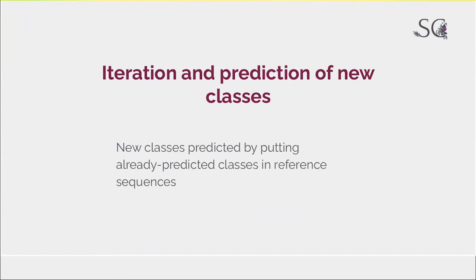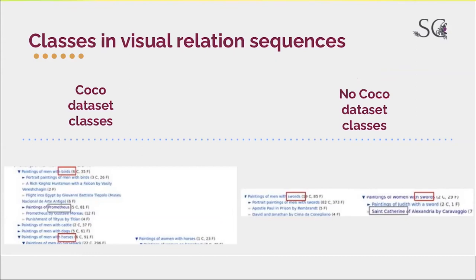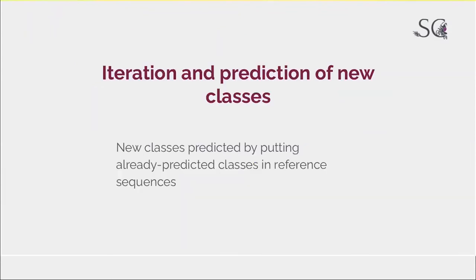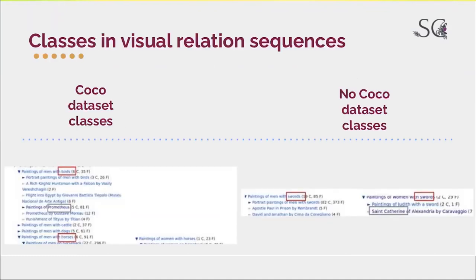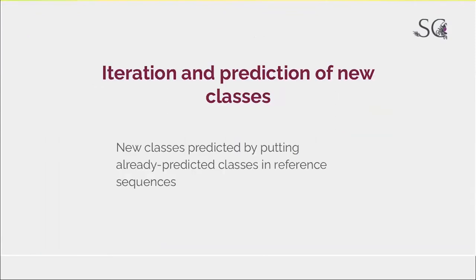So we chose some of the classes which are not in the COCO dataset classes, like sword and others that we will explain later, and when we explain the current state of the art of the project, we will show some of them. And then, having added entities that are not in the COCO dataset and are in paintings, we have implemented the prediction of new classes.